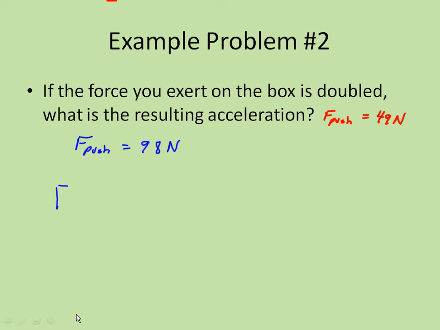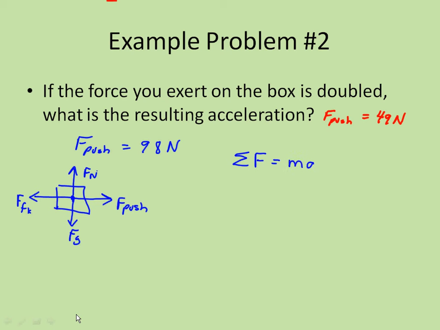So, here's our box again. You've got the push going this way, which has a new value. You still have the frictional force, which we now know. We still have gravity, and we still have the normal force. We're trying to find the summation of the forces, which will give this box some acceleration. We're trying to find A.